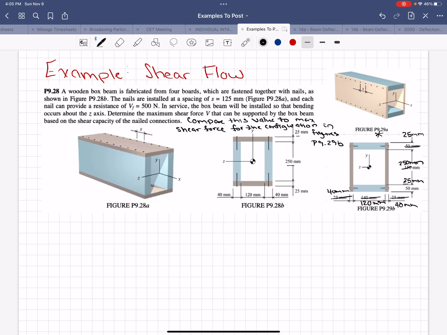Okay, I'm going to do a shear flow example, and we're going to do the same problem for two different shapes. So I pulled this figure 9.29a out and just changed all the dimensions so that they match. These two boxes are built different ways, and we're going to compare what can carry the biggest shear force.